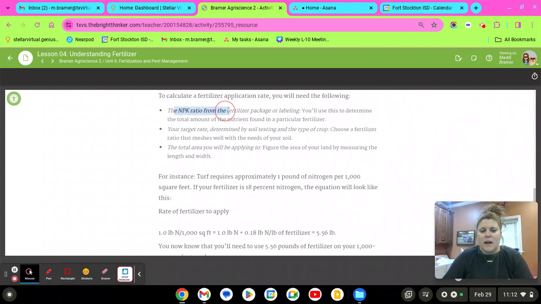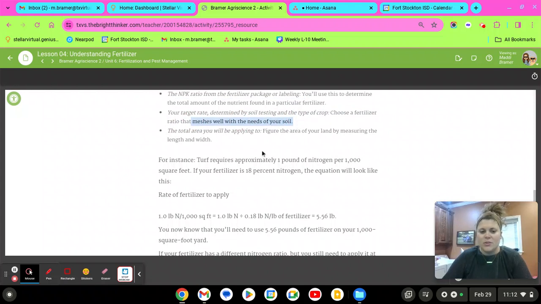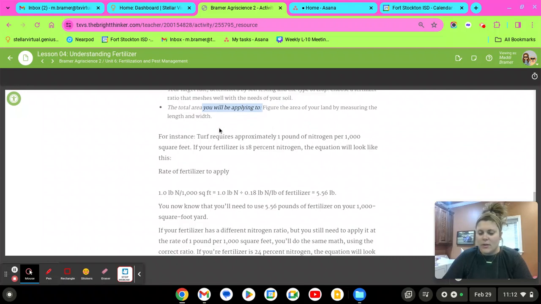So the NPK ratio from the fertilizer package or labeling, you use that to determine the total amount of nutrient found. So like that NPK, that stands for how many parts nitrogen, phosphorus, or potassium there are in that fertilizer. Then your target rate, determined by soil testing and type of crop. So choose a fertilizer ratio that goes well with what you need. And the total area you're applying, so the area you're applying the fertilizer to.